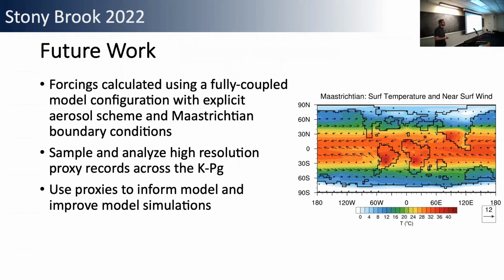All right, so as I mentioned, what we want to do going forward is couple all these things with Cretaceous boundary conditions so we can compare directly with the proxies and understand: was there a difference in the carbon reservoirs in the Cretaceous from present day? Would that make a difference? How does having this in a warmer base state really affect the response we see?